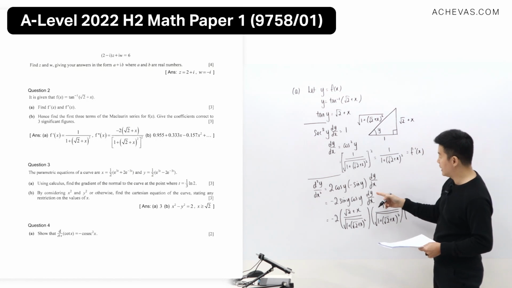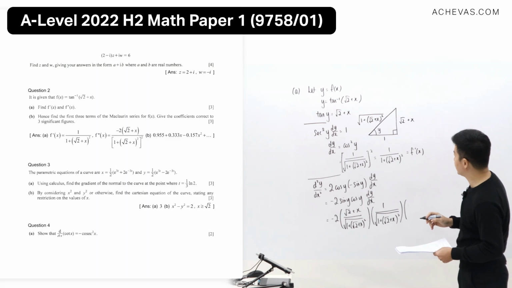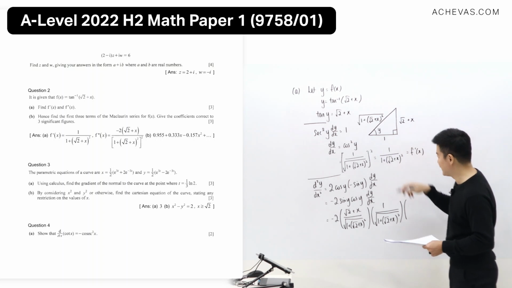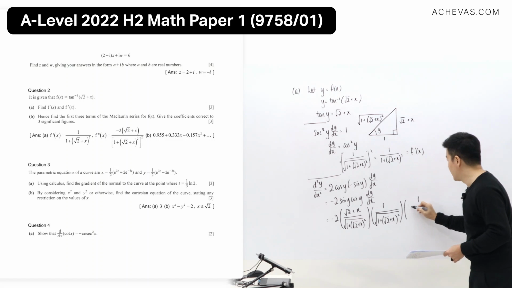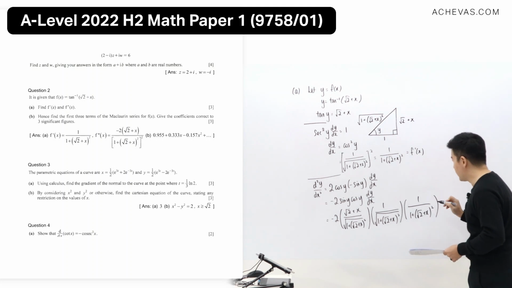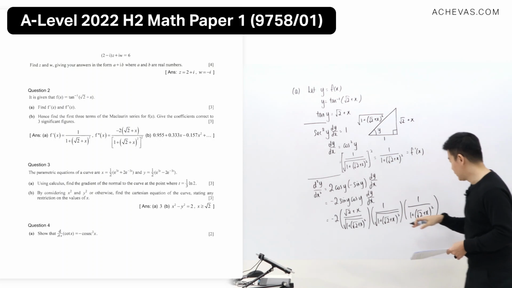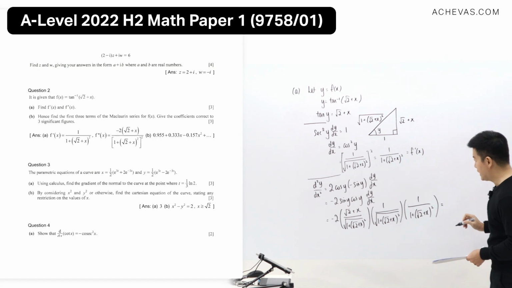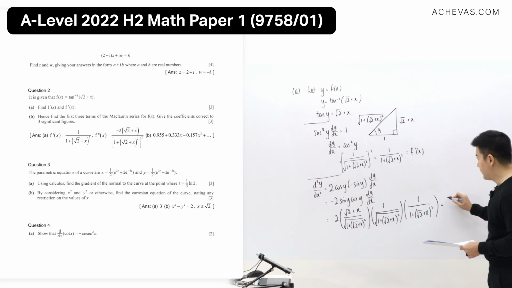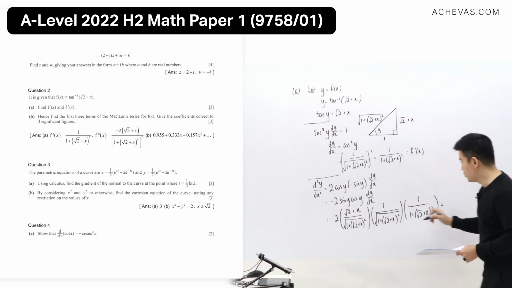And then dy dx. We have it here, right? This is our dy dx in terms of x. So it's going to be 1 over 1 plus square root of 2 plus x squared. Pretty simple. If I were to just multiply it out, I'll be getting a negative 2 of this in the numerator.